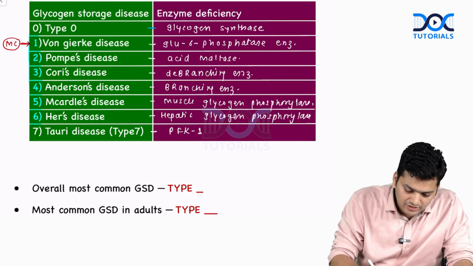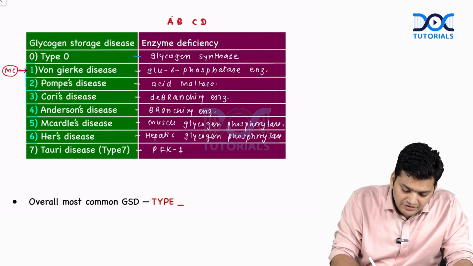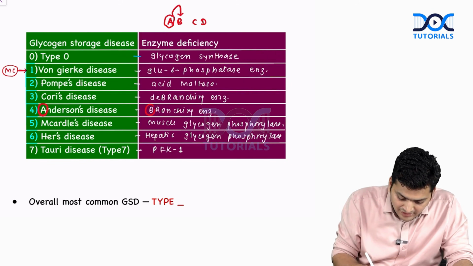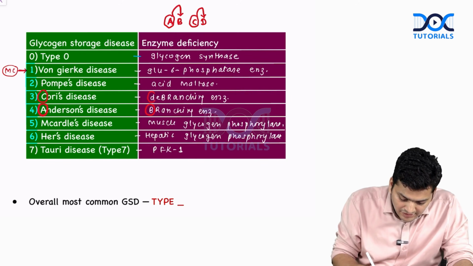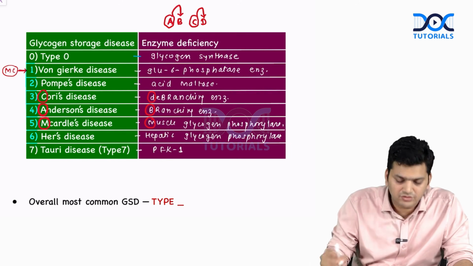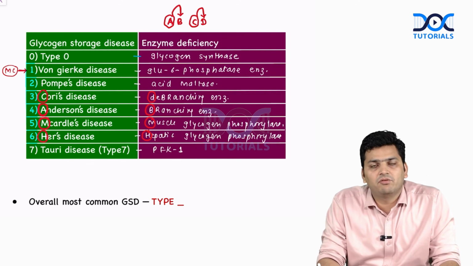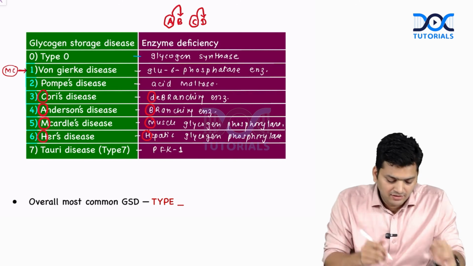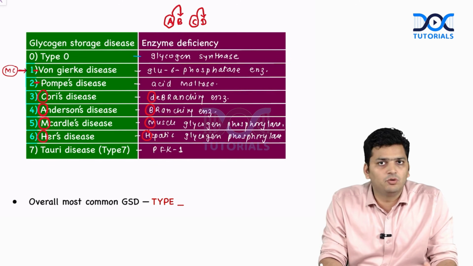We will use a mnemonic that is going to be ABCD. What is ABCD? If they say Anderson disease, it is due to deficiency of branching enzyme. Cori disease is due to deficiency of debranching enzyme. If they say McArdle, M for McArdle, M for muscle glycogen phosphorylase. If they say Hers disease, H for Hers, H for hepatic glycogen phosphorylase. So we can easily remember ABCD, M to M and H to H. These two we will put some effort and try to remember: Pompe is due to acid maltase and von Gierke is due to glucose 6 phosphatase.